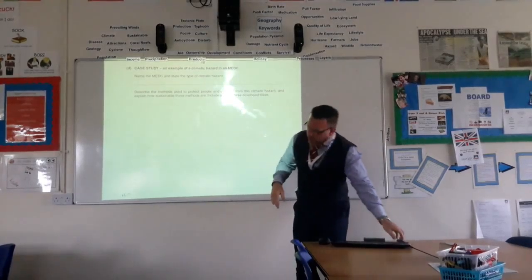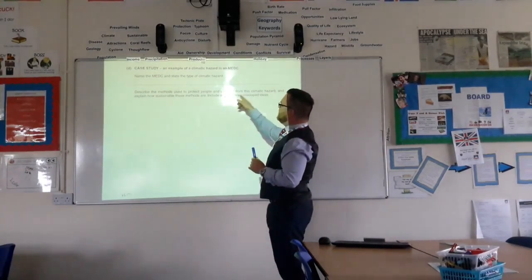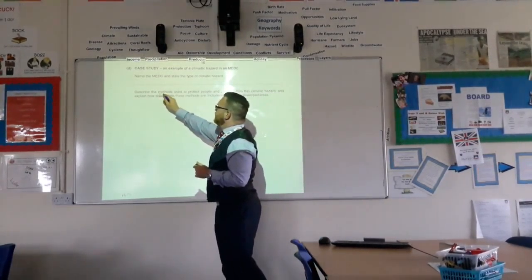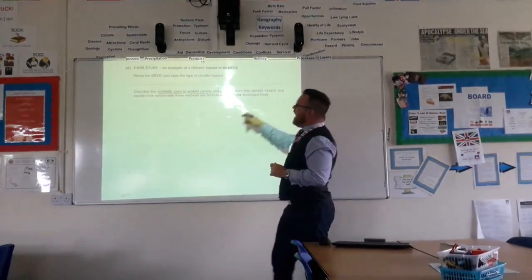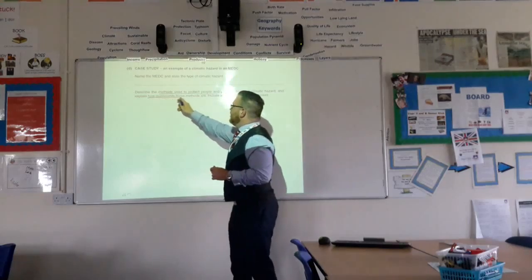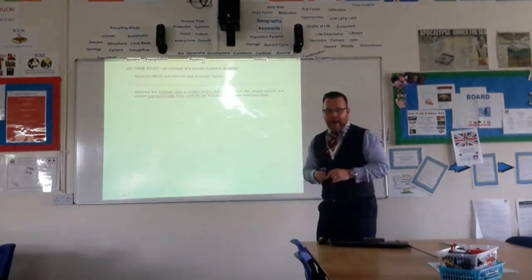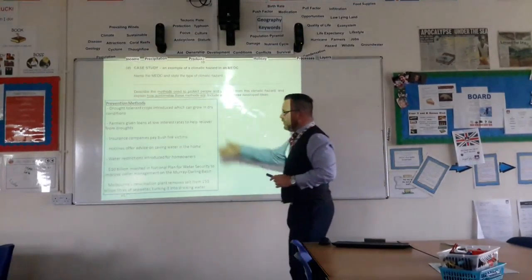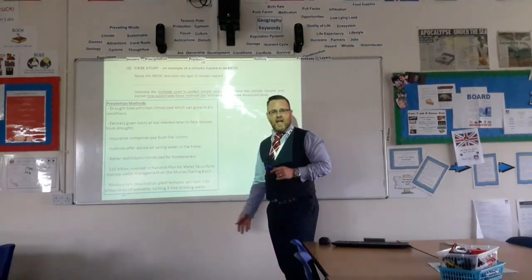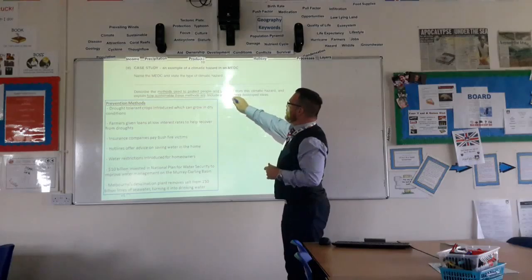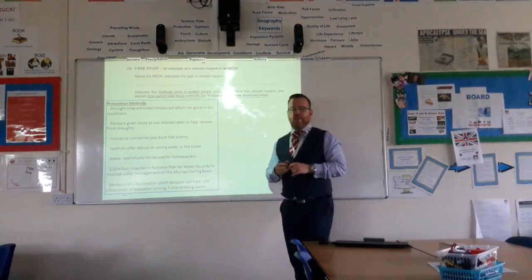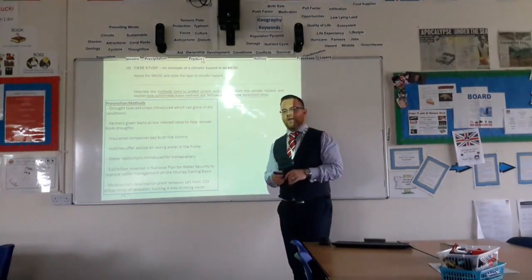So this time, we've got, describe the methods used to protect people and property. So we're looking for methods used to protect people and property from the climatic hazard, and how sustainable these methods are. So we need to know 2 things. First of all, we don't need to know this entire list. Please don't think you need to know this entire list, because again, we've got 3 developed ideas. So we maybe need 3 to 4 examples.